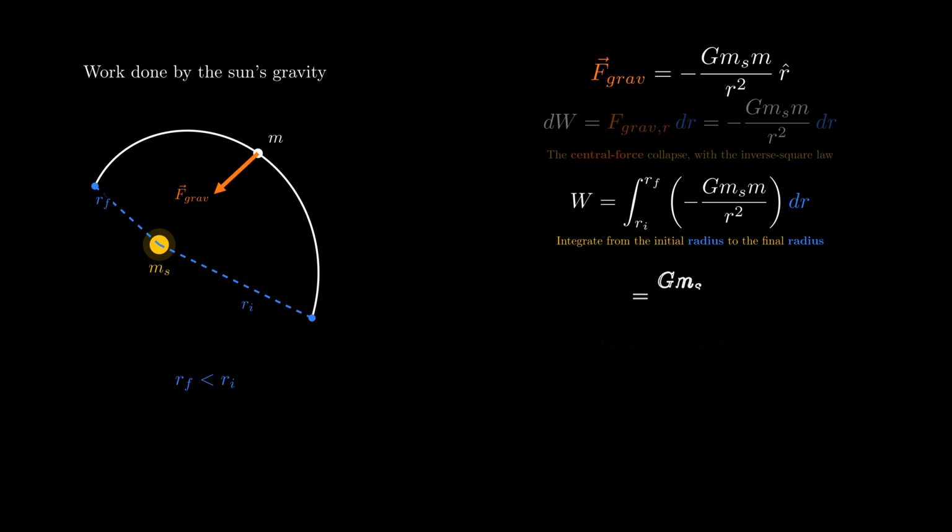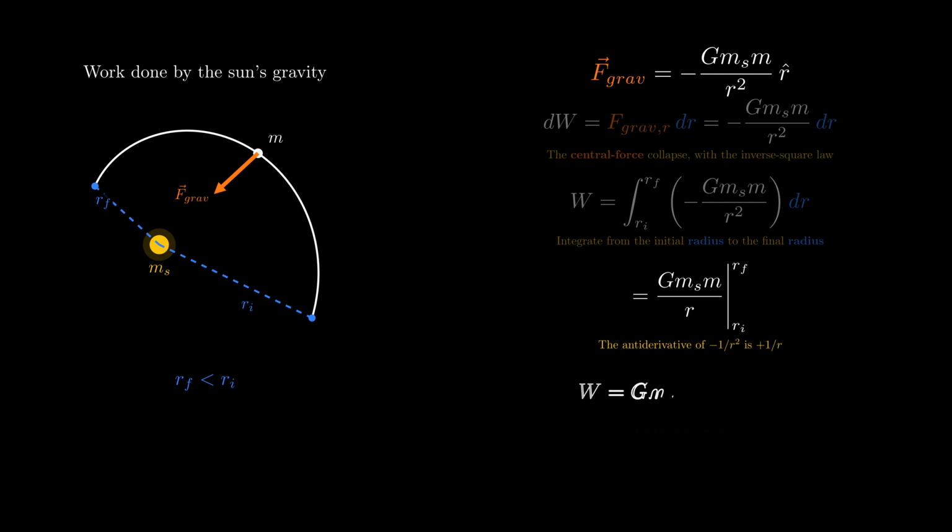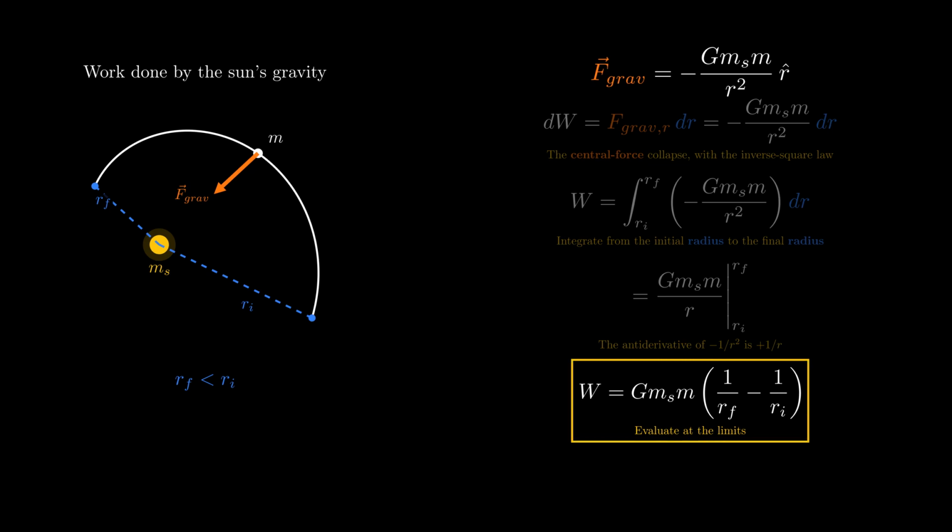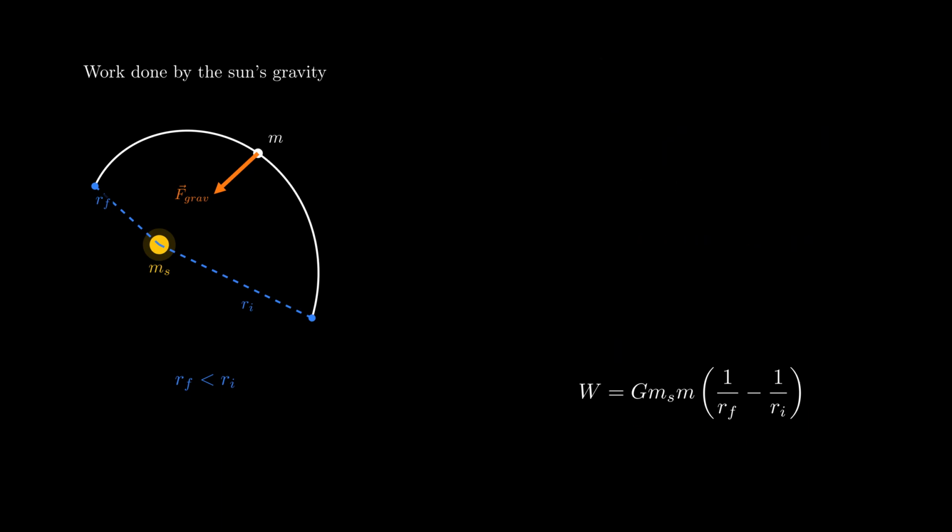The antiderivative of minus 1 over r squared is plus 1 over r, so the work equals G m sub s m over r, evaluated between the limits. G m sub s m times the quantity 1 over r sub f minus 1 over r sub i.